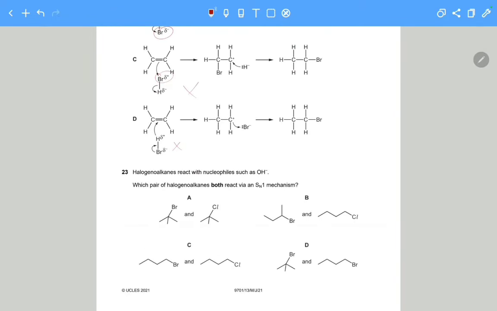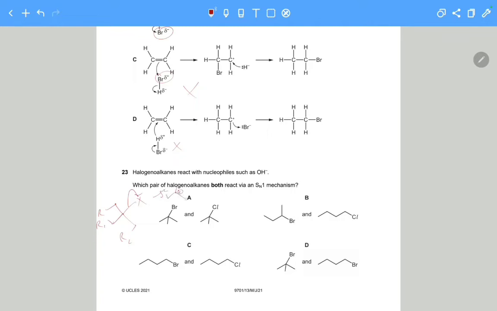Question 23. Halogenoalkanes react with nucleophiles such as hydroxide ions. Which pair of halogenoalkanes both react via an SN1 mechanism? So SN1 is when we have a tertiary carbocation, which basically the mechanism looks something like this. Let's say this is R, R1 and R2, and this is X, can be halogen, hydroxyl, we don't know. So this goes first, then we get a carbocation.